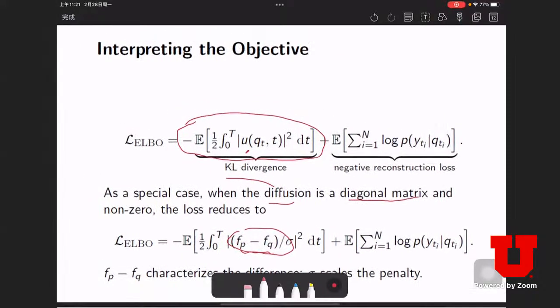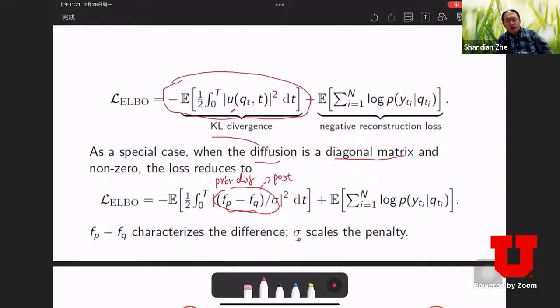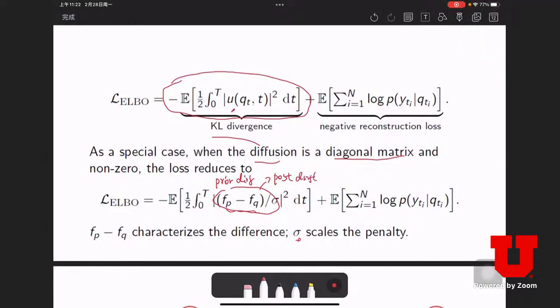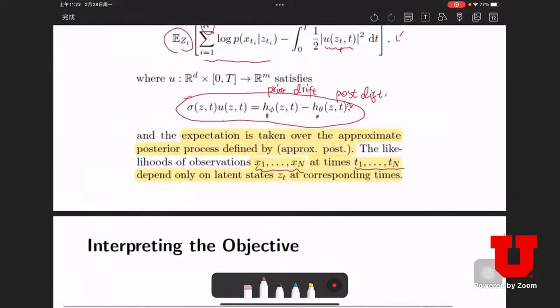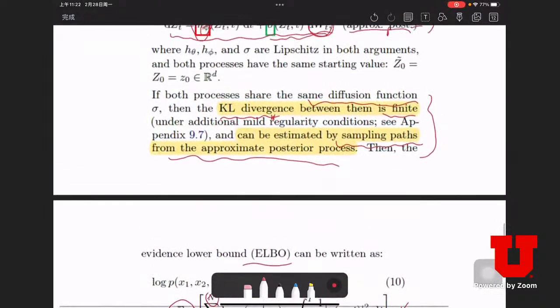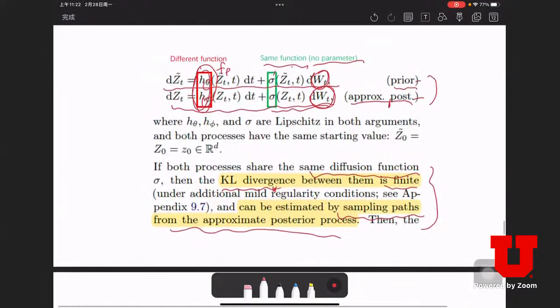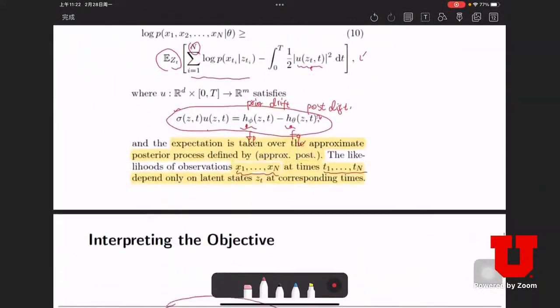Oh, sorry. Here is just the notation; in the last slide, they are different. But here is still the prior drift. That's H_phi subtracted by H_theta, right? Yeah. The P and Q here, I think, are the parameters of the prior and posterior. Yeah. Okay. Here, FP and FQ just correspond to the H_theta and H_phi here. Here is FP and here is FQ. And I think it's consistent with this one. Here is FP and here is FQ. Does that make sense?